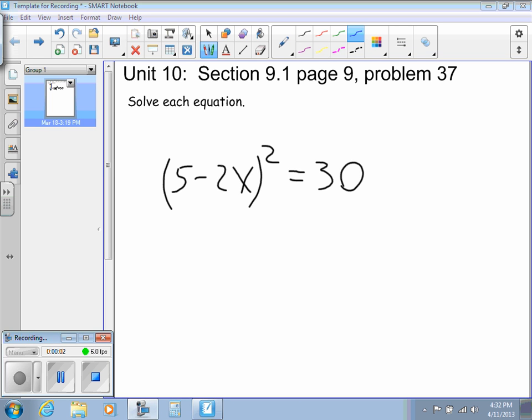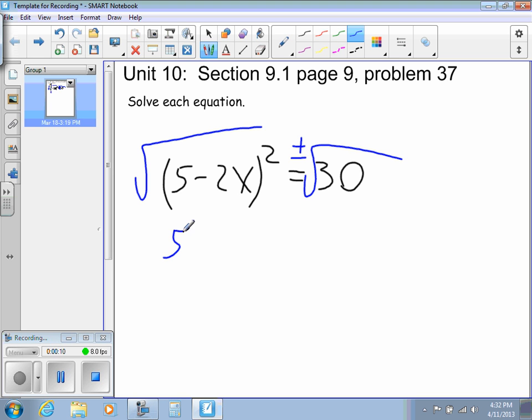Okay, let's go ahead and take the square root of both sides. Again, don't forget the plus or minus. When we do this, we get 5 minus 2x on this side. And over on this side, we have plus or minus the square root of 30. Let's see if we can simplify this 30.